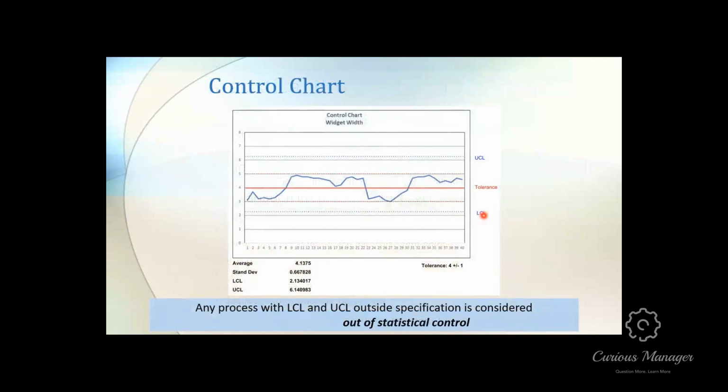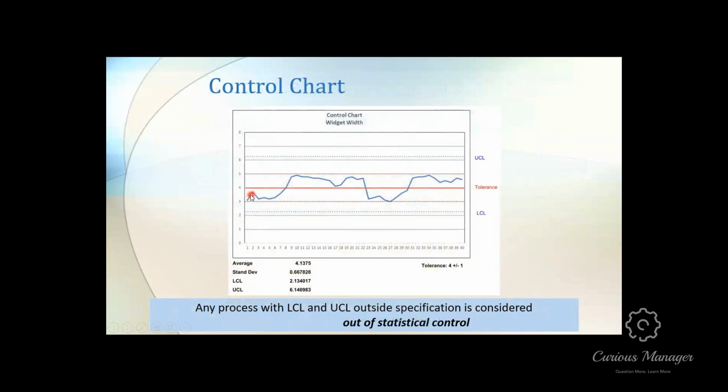So this is a control chart. As you see here, the upper control limit and the lower control limit are in blue. The upper control limit is 6.14 and the lower control limit is 2.13. They fall outside of the tolerance level, which is 4 plus or minus 1. So the specification limits are 3 to 5, because 4 plus 1 is 5, and 4 minus 1 is 3.